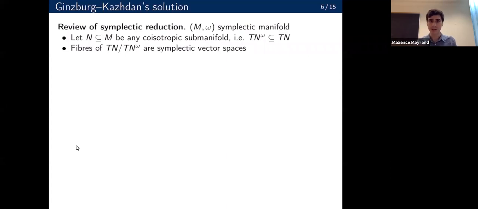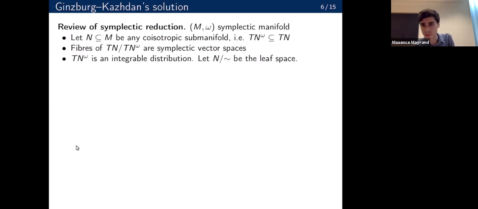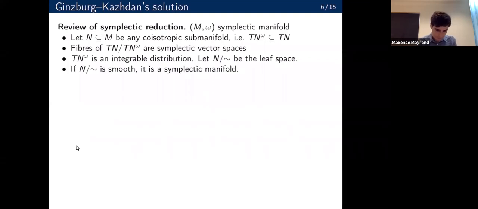And since you're quotienting by the space on which the symplectic form is 0, the symplectic form descends to a non-degenerate form on this vector space. So this is a bundle of symplectic vector spaces. And moreover, this defines an integrable distribution on N, which means that if you take the leaf space, N tilde here is the leaf space of this integrable distribution, then if this thing happens to be smooth, it will be a symplectic manifold because its tangent spaces will be exactly the fibers of this vector bundle.